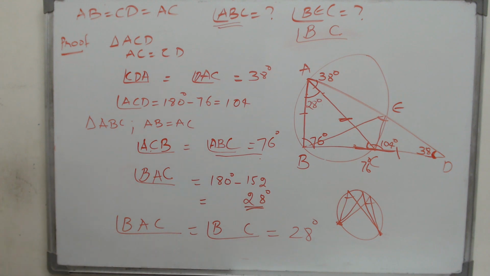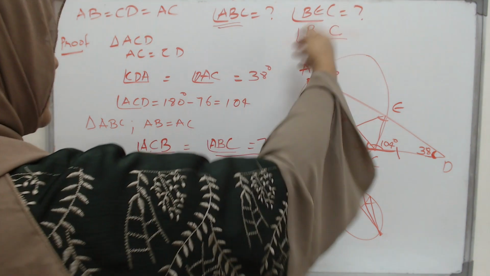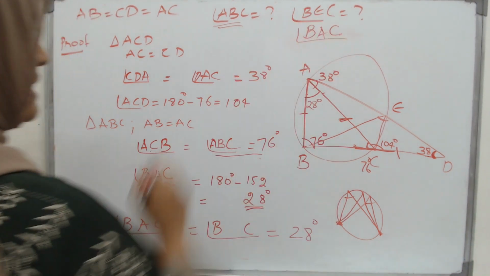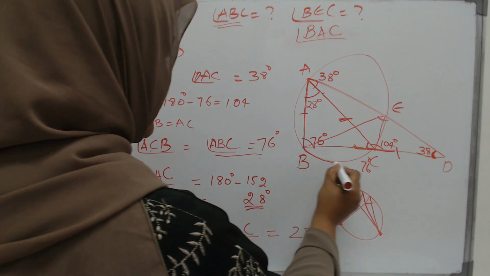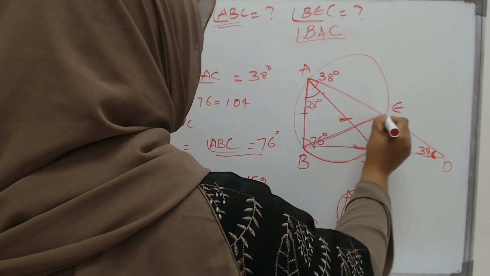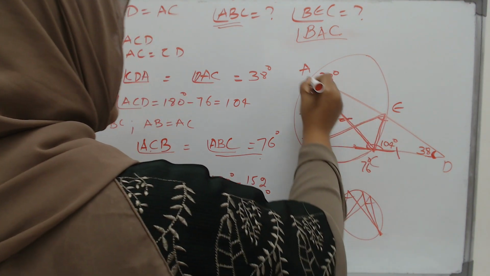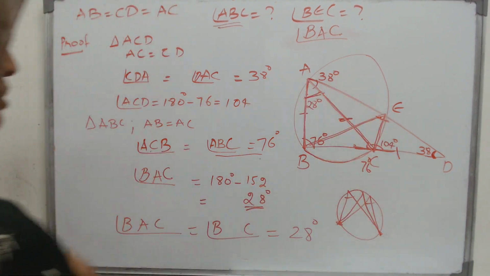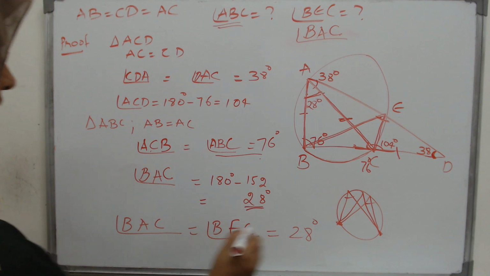Just stay up there. So BEC, anything else ending with BC? Look at this, BAC. So that will be the same. Why? Because you look at this, this is your arc. It makes one angle here, it makes another angle here. So if this is 28, this is also 28, and that is the answer you need.